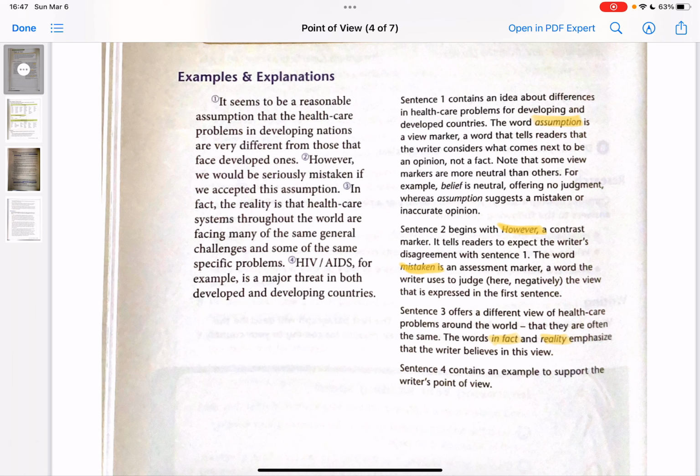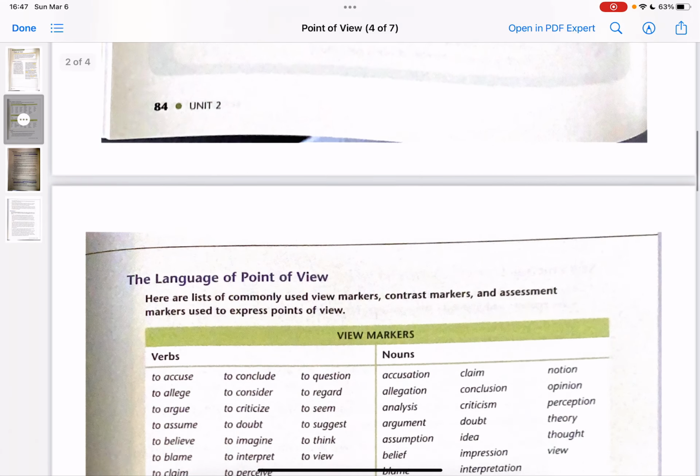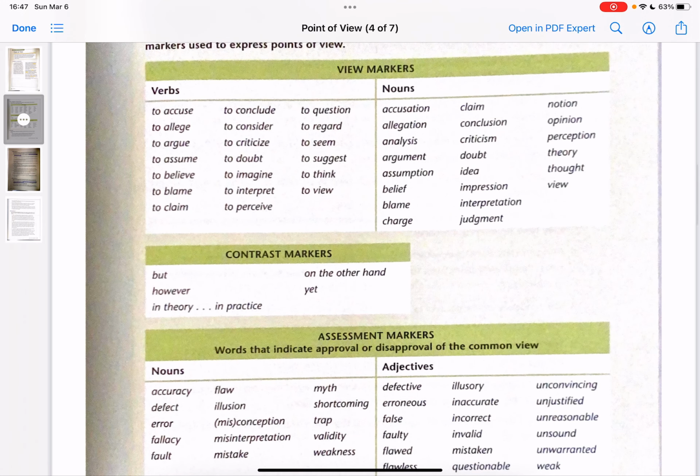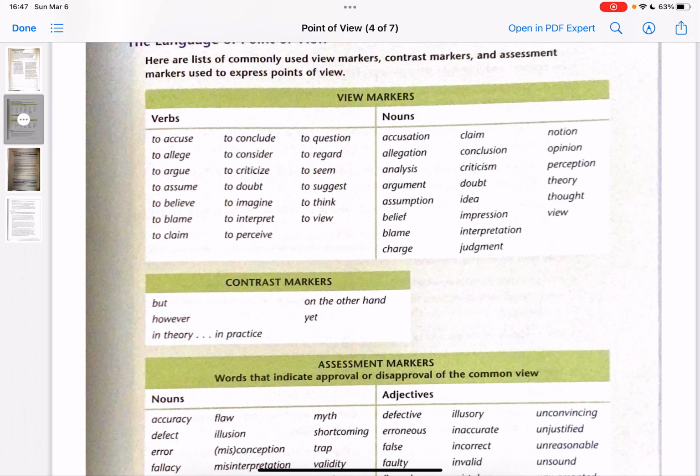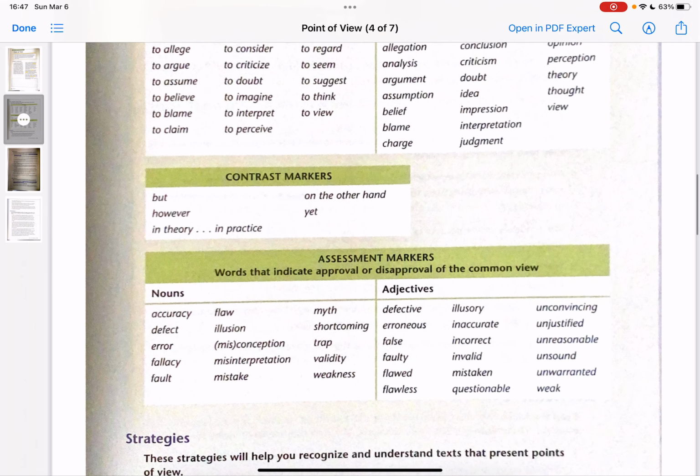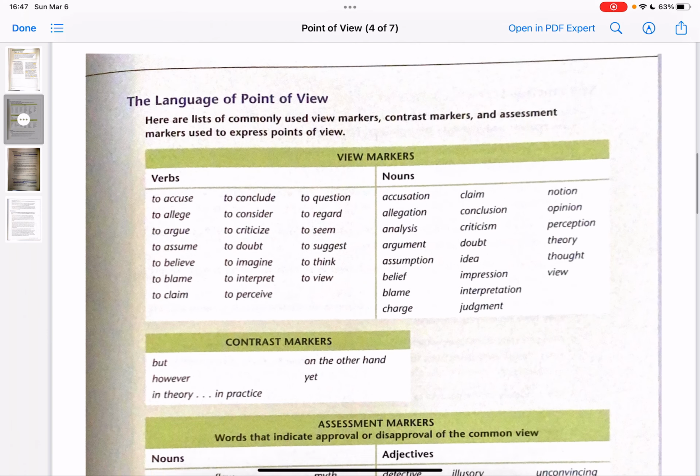Well, how can you recognize view markers, contrast markers, assessment markers? There are lovely charts on the next page of your textbook. So this is on page 85 of your textbook to help you be able to identify view markers that will tell you what the common view is, contrast markers that will help you transition to the author's point of view, and assessment markers. These are words that show negative opinions about the common view. So they indicate either approval or disapproval, and mostly disapproval in the case of this chart.